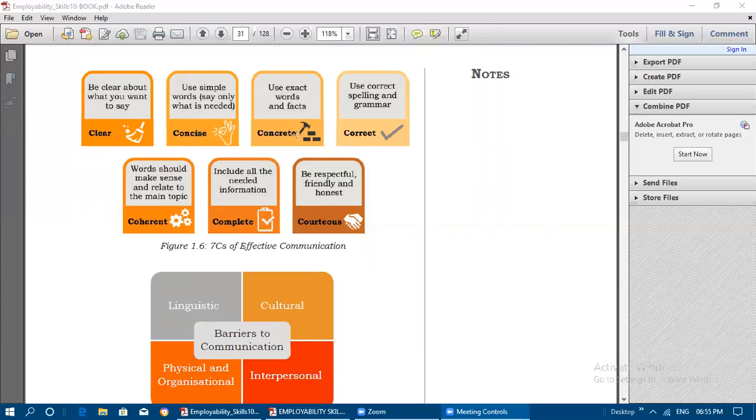Use exact words and facts. And correct means correct spelling and grammar we need to use. And coherent means related to the main topic we need to say some information. Complete means whatever information is needed, all the information you need to share. Courteous means you need to be respectful, polite and friendly, and honest with the audience or the receiver to whom you are speaking.